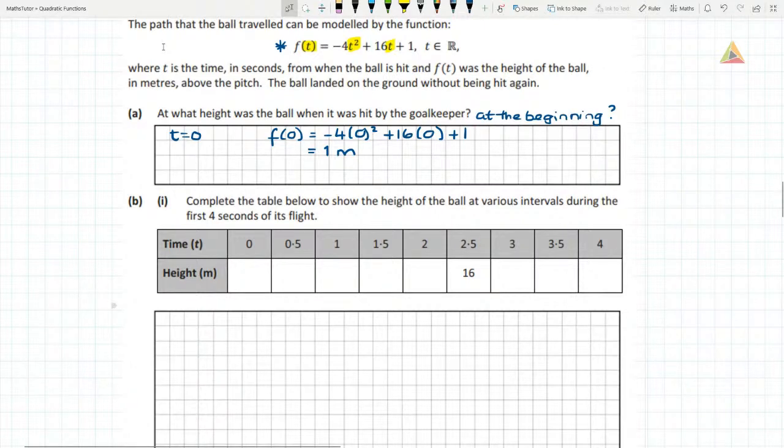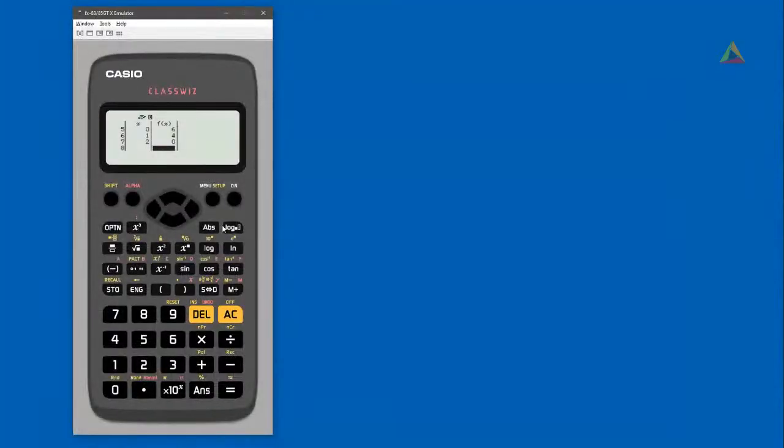So we're just going to switch over to the calculator again, and we're going to clear that one. I'm still in function mode, so just to remind you, I press menu and table, number 3, and I'm in function mode, and I'm going to type this in. So minus 4. I don't have a t on the calculator, this is f of x, so I'm just going to go alpha x instead of t squared, plus 16x instead of t, plus 1.